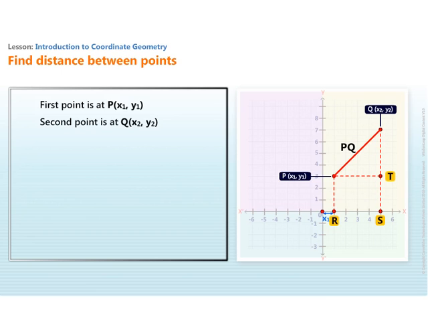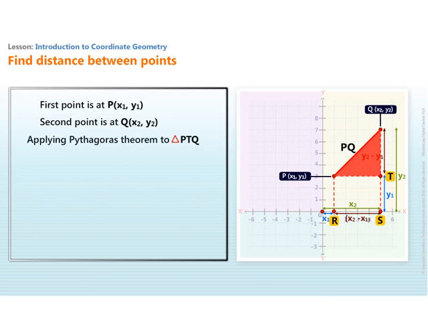Let the perpendicular from the point P on QS be drawn to meet it at point T. Thus, OR is equal to x1. OS is equal to x2. So, RS is equal to x2 minus x1, which is equal to PT. Also, SQ is equal to y2. ST is equal to PR, which is equal to y1. So, QT is equal to y2 minus y1.